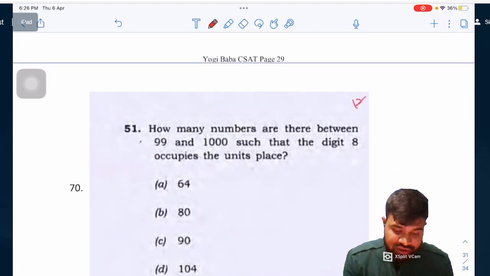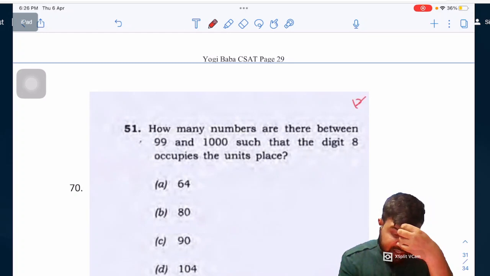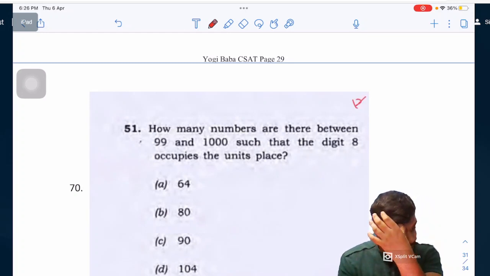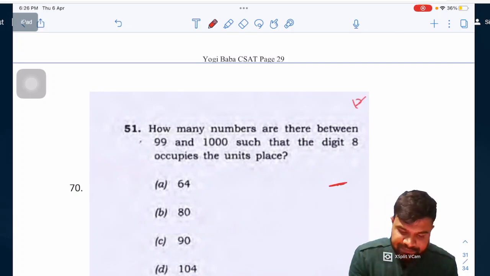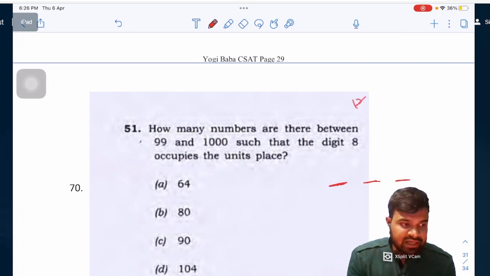Okay. Last question. How many numbers are there between 99 and 1000 such that digit 8 occupies the unit place? That means this place is occupied by 8. 8 is fixed for this place. Now, how many numbers are there for this place? From 0 to 9, 10 numbers are there.